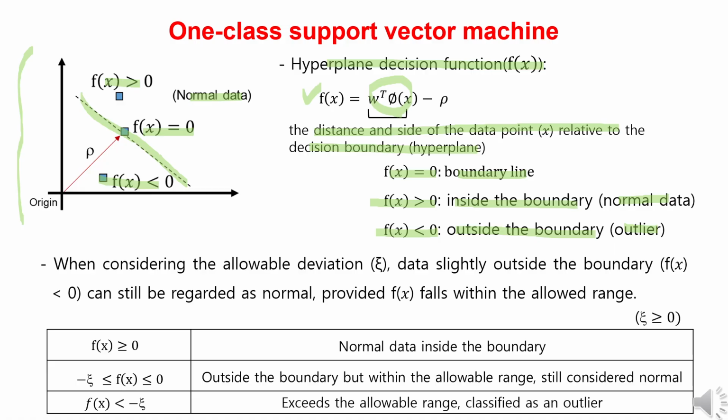Furthermore, when considering the allowable deviation at xi, a data point located slightly outside the boundary can still be regarded as normal if it falls within the allowed range. Specifically, if f of x is greater than minus xi, even though the data point is outside the boundary, it is considered to be within the allowable range and can still be classified as normal data. However, any data point that goes beyond this allowable range, that is, f of x less than minus xi, is classified as an outlier.